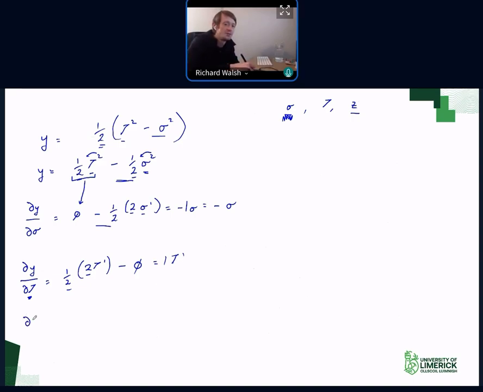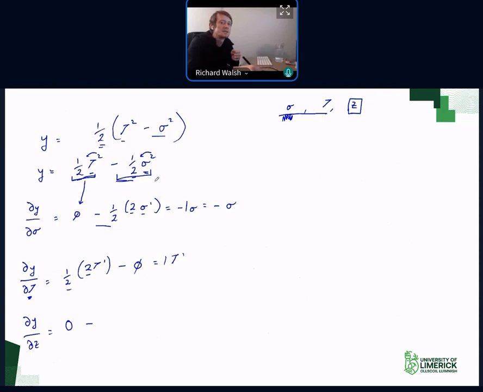The last one, partial derivative of y with respect to z. So if I'm differentiating with respect to z, I am going to treat sigma and tau as constants. So half times tau squared is like a half times 5 squared. That will differentiate to 0.